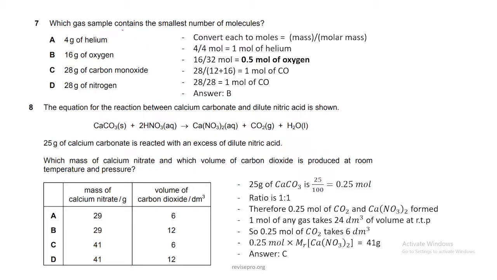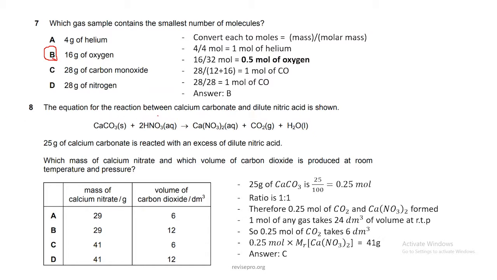Which gas sample contains the smallest number of molecules? Now, the easiest way to do this is to convert each mass of each substance into their respective number of moles. You can do that by using the formula moles is equal to mass over molar mass. And if you were to use that formula to calculate everything, you would see that oxygen has 0.5 moles, while everything else is 1 mole. So you know your answer is going to be B.